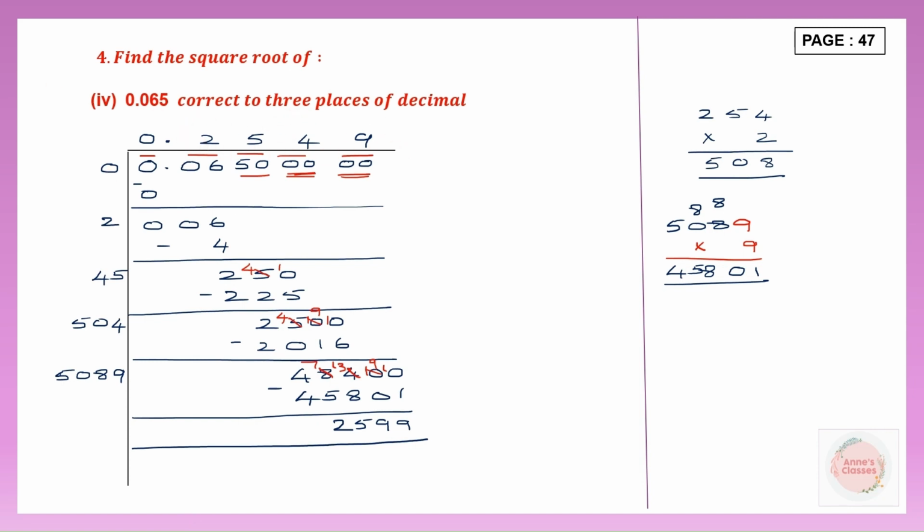So let's write down the quotient, 0.2549. Now if we have to correct to 3 decimal places, this is the third decimal place. Let's look at the number next to it. The number next to it is more than 5. If it is more than 5, this digit will turn to the next one. So 4 will now turn to 5. So what is our final answer here? 0.255. So this is our final answer.